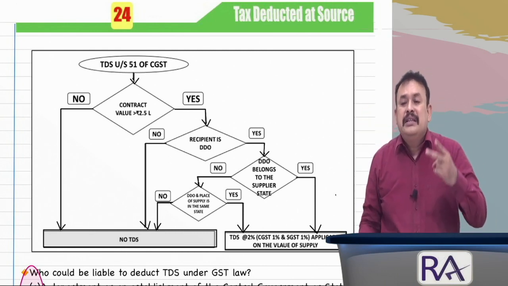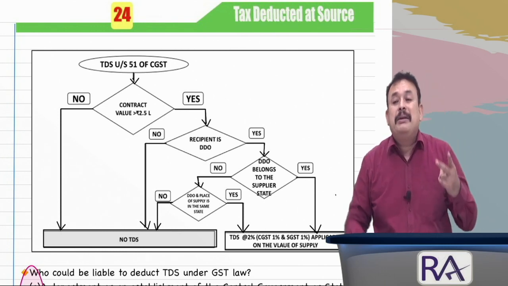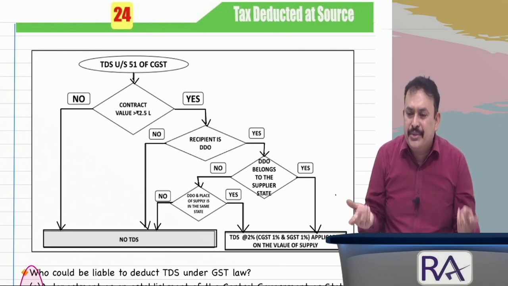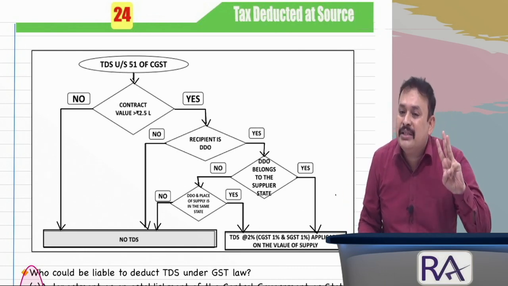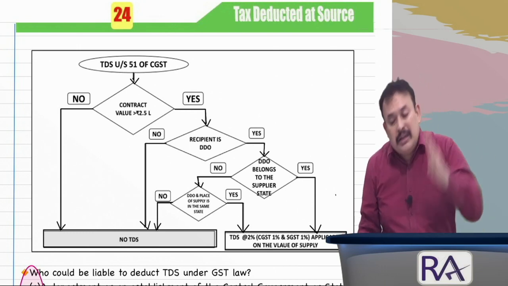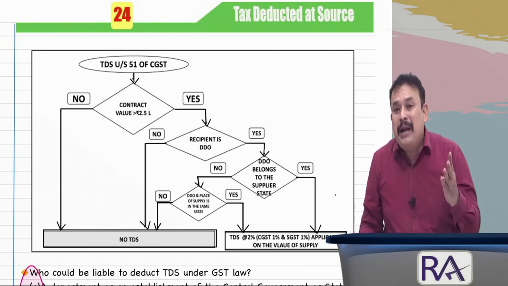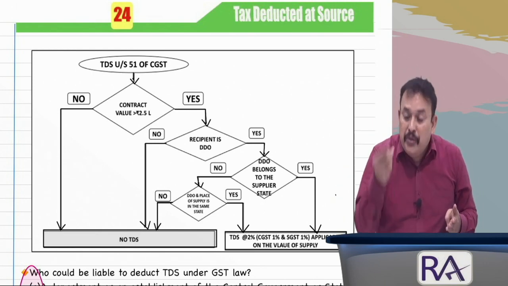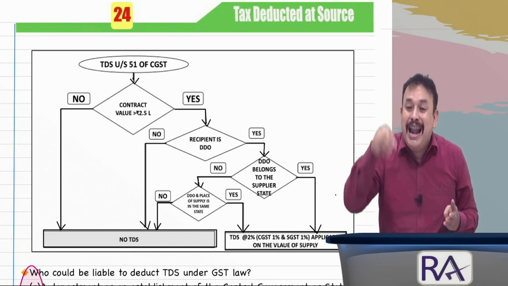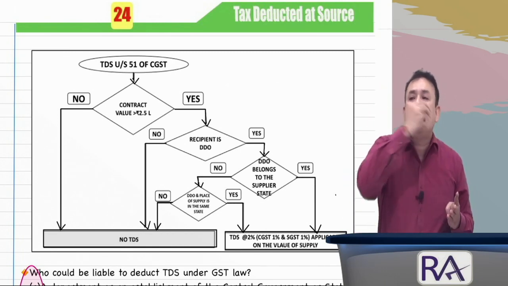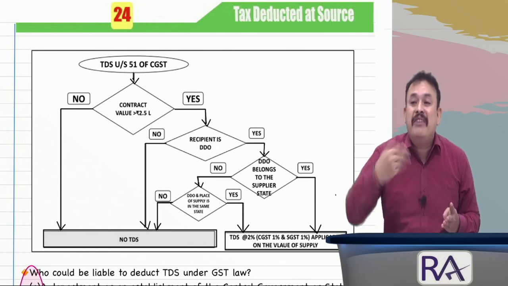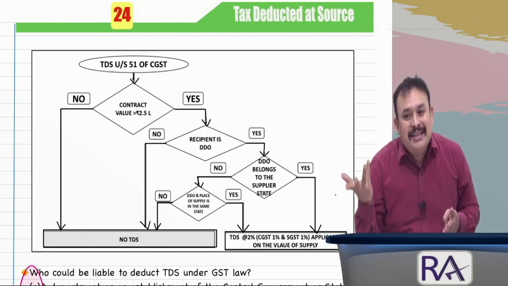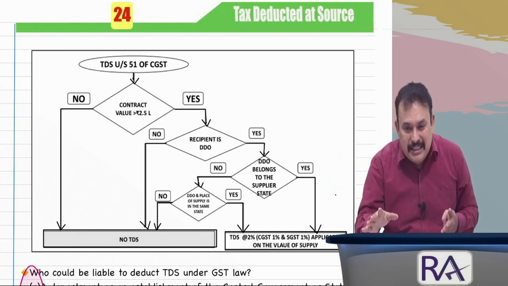Further, if the value exceeds 2.5 lakhs but the supply is exempted from payment of GST, no TDS. Further, if RCM applies, no TDS. Further, if the supply is to a DDO where the recipient DDO neither belongs to the location of supply state nor to the place of supply state, in that case the DDO is not liable to pay TDS. Is it clear, my dear sir?